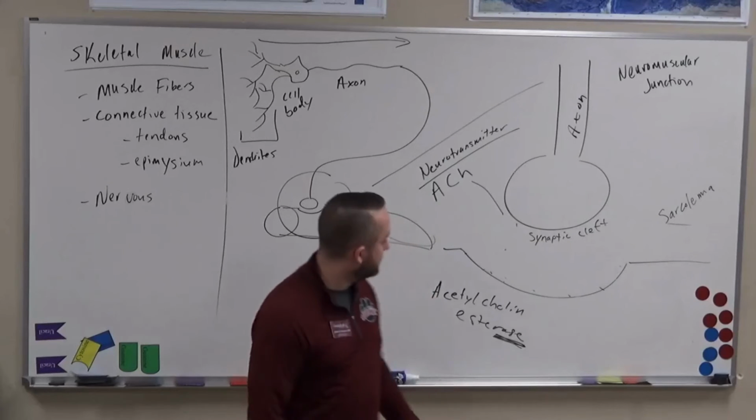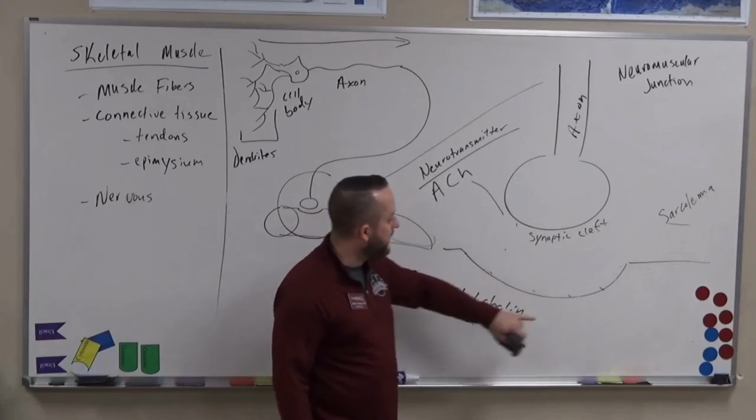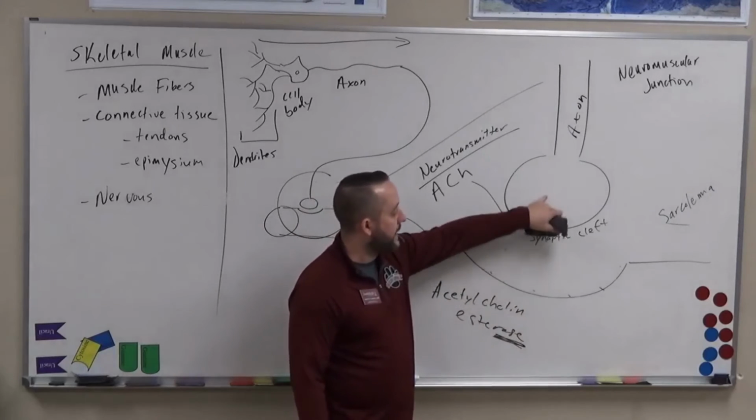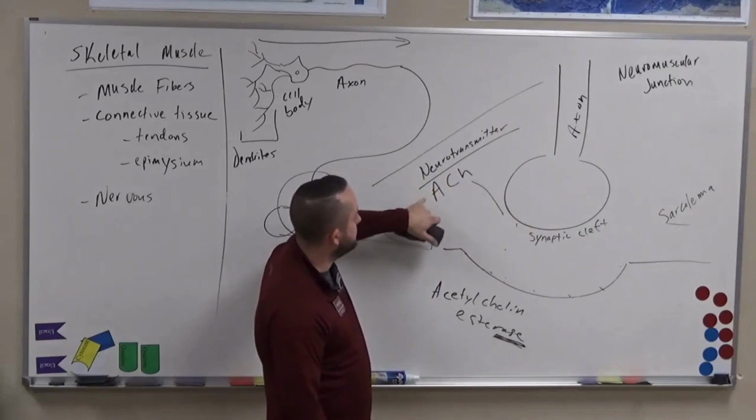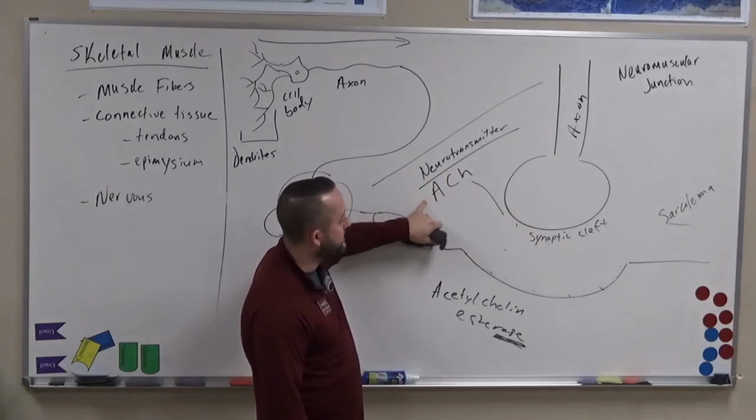So I've got things like this sarcolemma. You know why it's important to know that word. Synaptic cleft, what an axon is, what a neurotransmitter is, and the specific neurotransmitter we've talked about, which is acetylcholine.